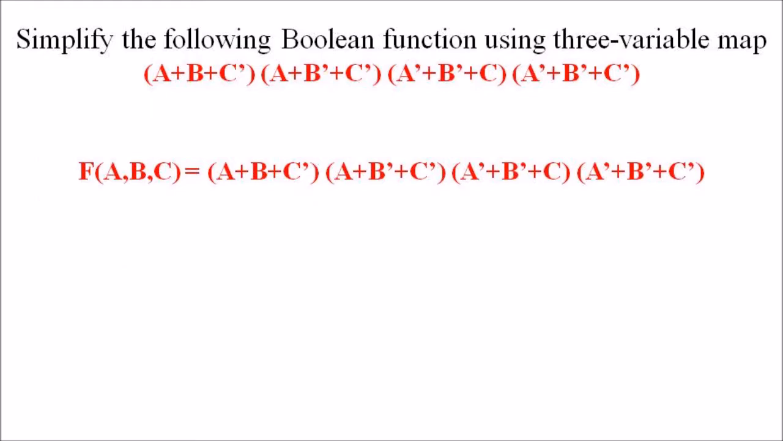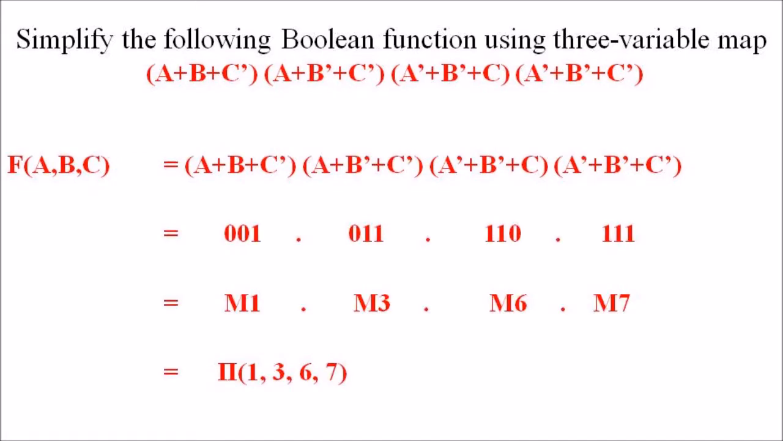Our question is: simplify the Boolean function using a 3-variable K-map. The function is (a + b + c') · (a + b' + c') · (a' + b' + c) · (a' + b' + c'). As we can see in this function, there are three different variables, a, b and c, and all the individual terms have all these three variables.